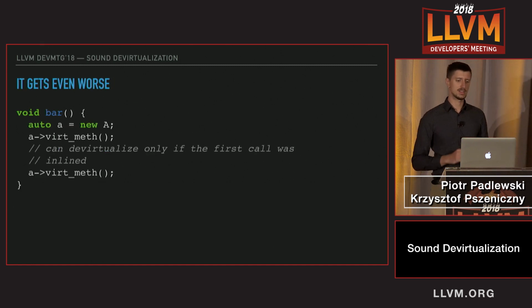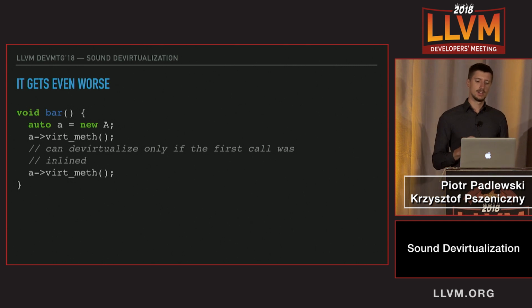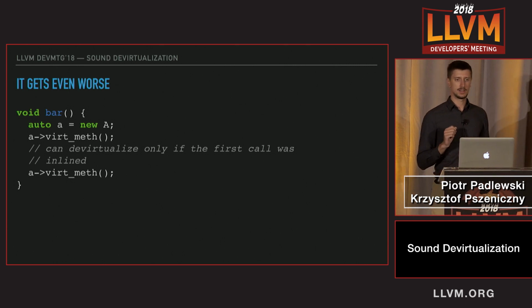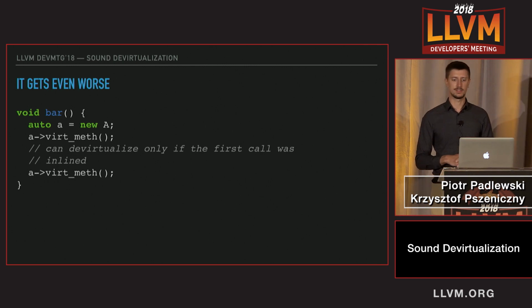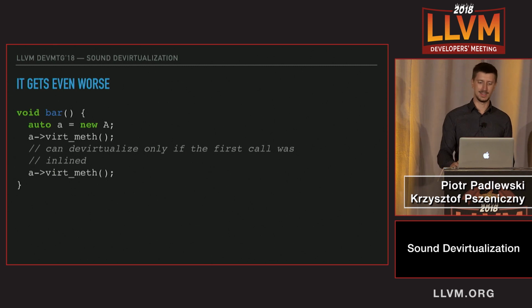And if you think about it, it gets even worse, because even if we were able to devirtualize the first call, like in this case, if we weren't going to be able to inline it because it is in a different translation unit, for example, the second one won't be devirtualized because it also assumes the same thing about virtual functions, that the virtual function itself might have changed the dynamic type.